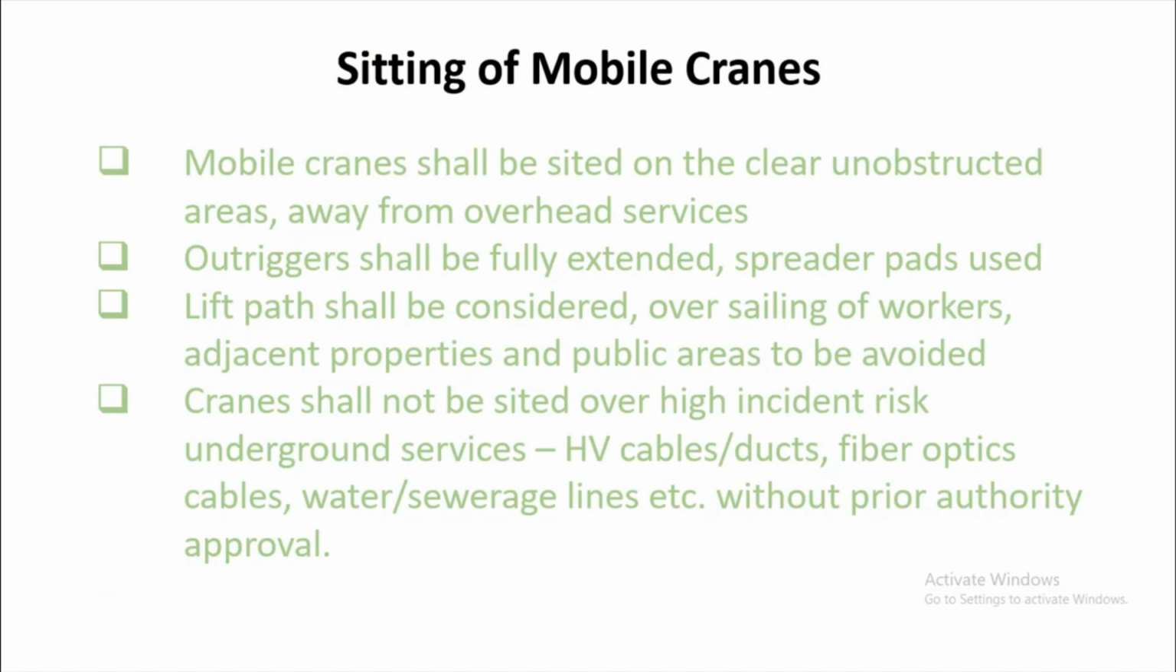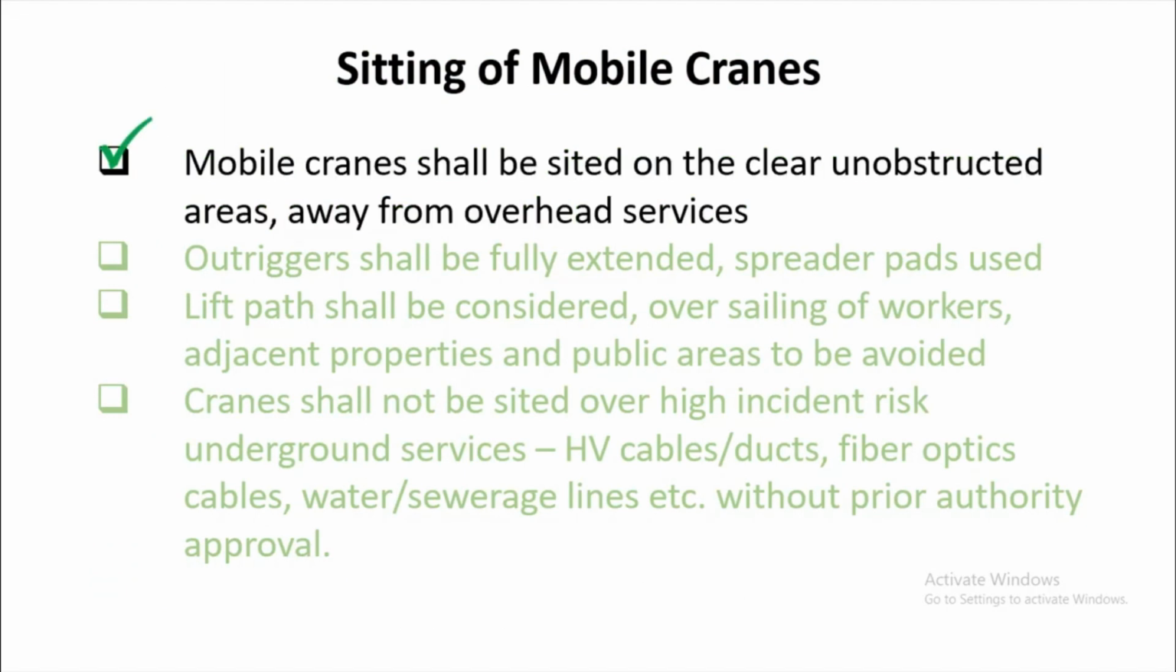Setting up mobile cranes. Mobile cranes shall be sited on clear, unobstructed areas away from overhead services. So when we are doing the plan, we need to check the radius of the lift and the boom length if you are using mobile cranes, to check if you have a sufficient or safe distance from the overhead services.